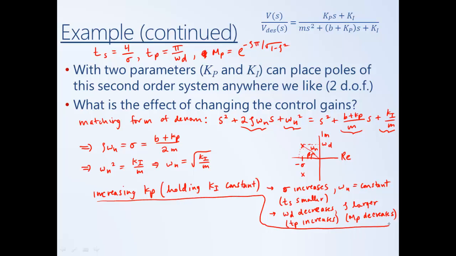Let's also see what the effect of Ki is. So let's say we increase Ki while holding Kp constant. And so what that's going to do, so if Kp is constant, that means that sigma is going to stay constant.